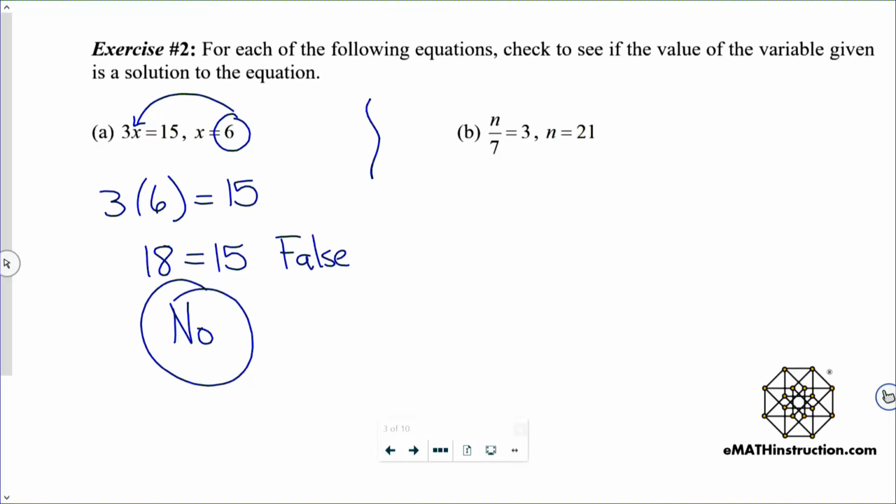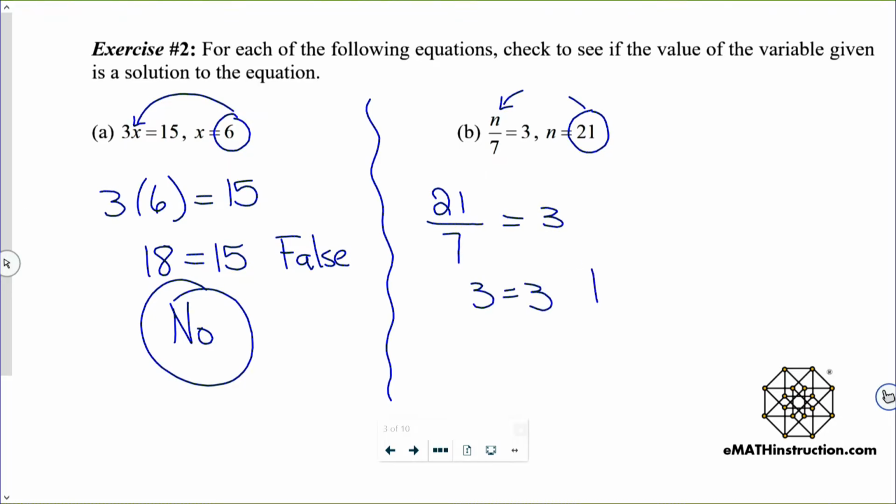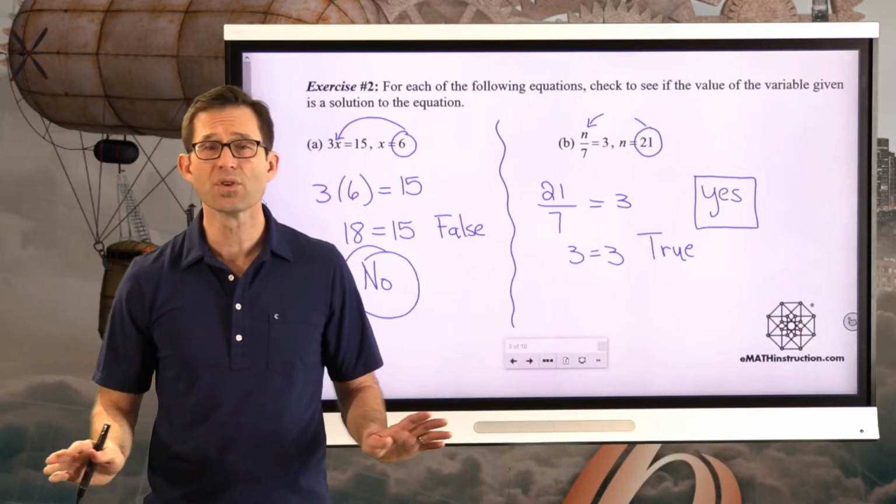It's not a solution. On the other hand, in letter B, if I take 21 and substitute it into the equation for n, I'll get 21 divided by 7 equals 3, and 21 divided by 7 is 3. So since that is a true equation, the answer to this is yes. All right, so simple.